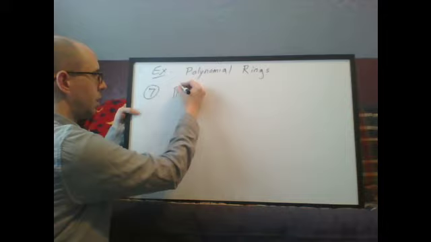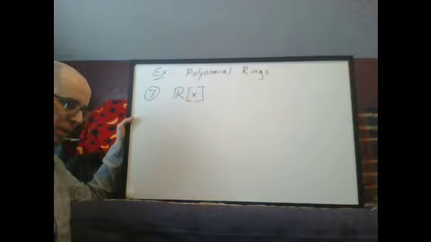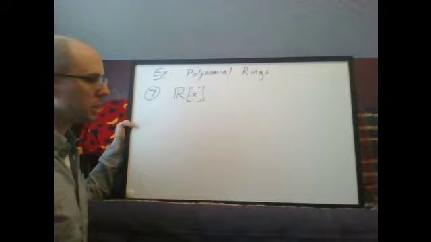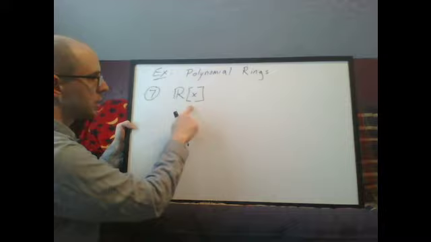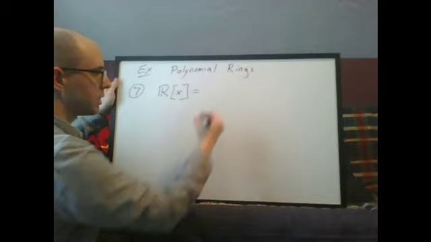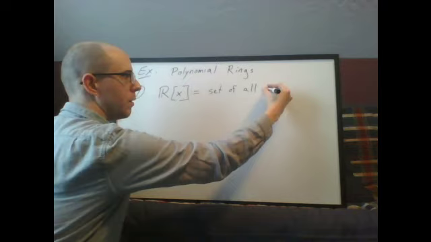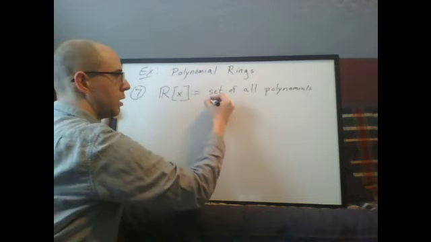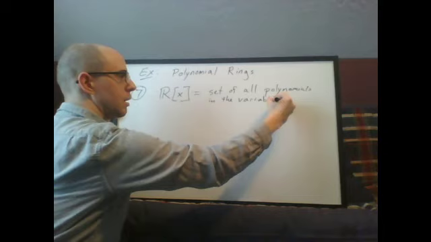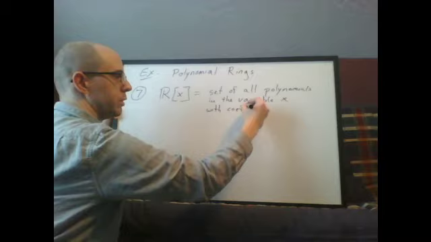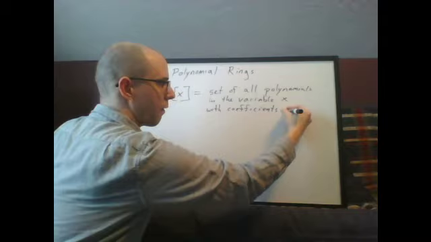Don't remember if I've used this notation already, but now it's the real numbers R here. So the boldface R is real numbers. Then we put bracket X. What this means is, let me just write in words. This is the set of all polynomials in the variable x with coefficients coming from the real numbers.